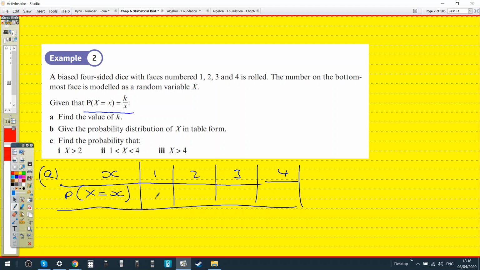So this is like an equation that allows you to construct a table. It's like a formula for the table. What is x in the first box? 1. And so what is k/x? Just k. Second box? k/2. And then k/3 and k/4. So that all has to add to 1.